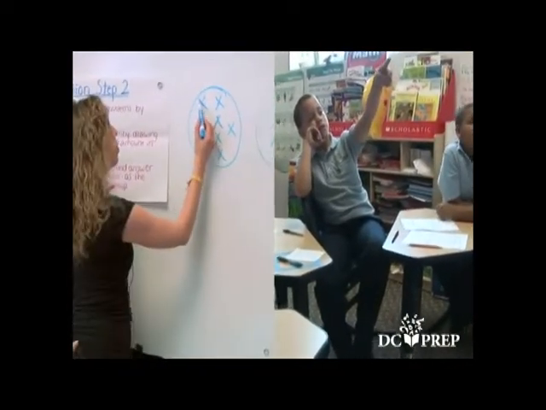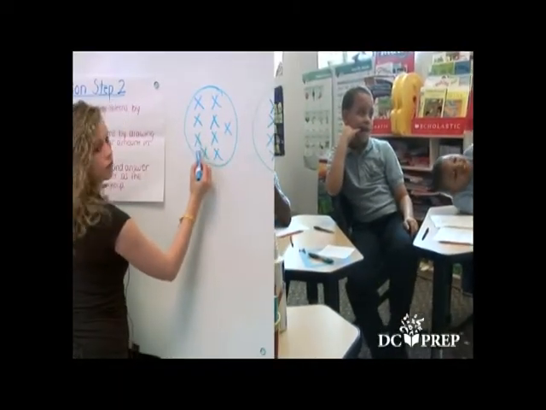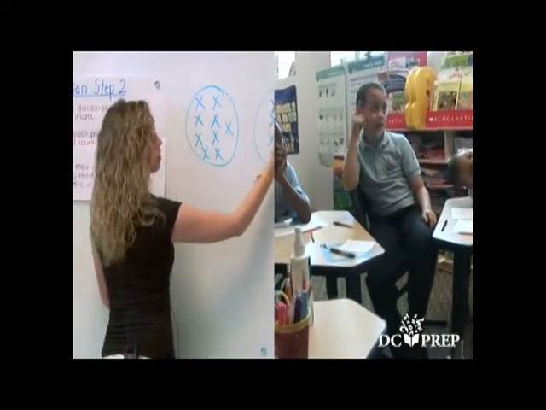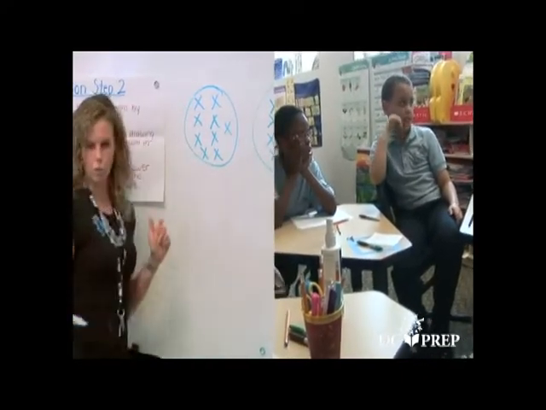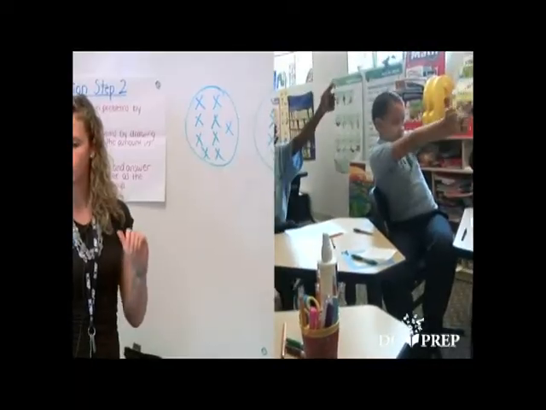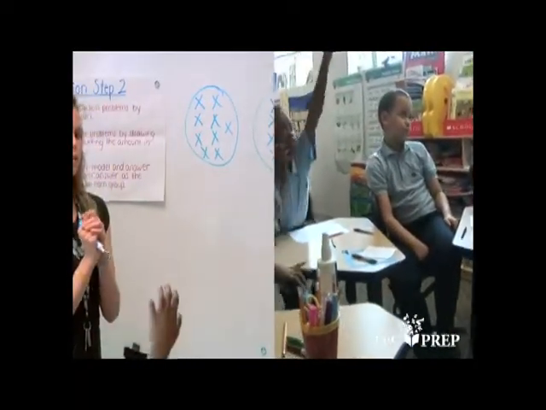18. Okay, let's count. 1, 2, 3, 4, 5, 6, 7, 8, 9, 10, 11, 12, 13, 14, 15, 16, 17, 18. Do I have the right number of total items? Yes. Now what else do I need to check? I need to check one more thing.